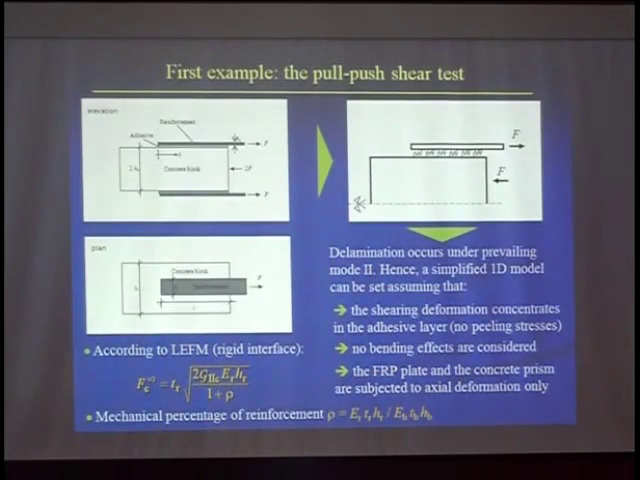In order to check the capabilities of the method, we simply considered a couple of very simple geometries. The first geometry I'm going to consider is the pull-push test, which is a kind of double lap joint. So here is the geometry. In this case, the delamination occurs under prevailing mode 2 conditions, and therefore a simple model can be achieved by modeling the adhesive layer as a bed of horizontal springs. If the interface were rigid, the critical load is given here and is constant with respect to the bond length.